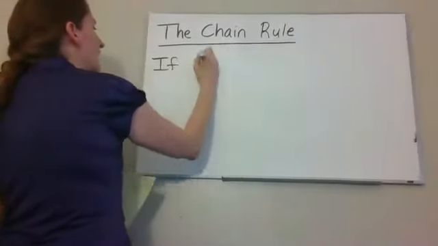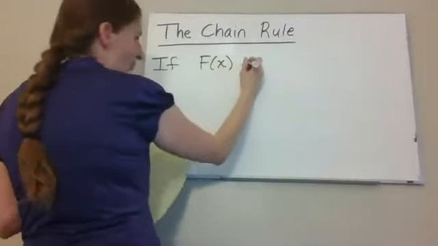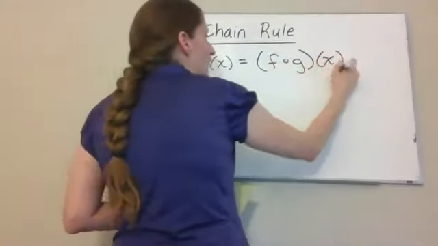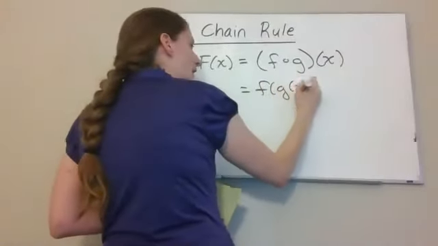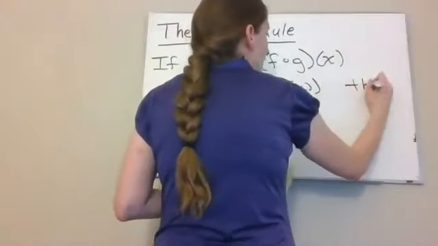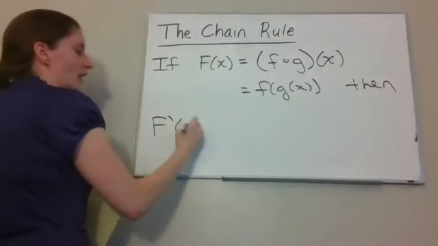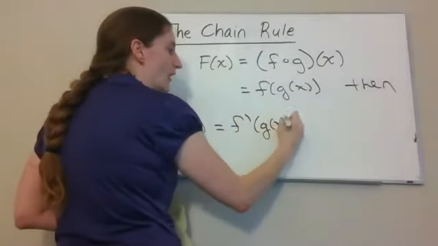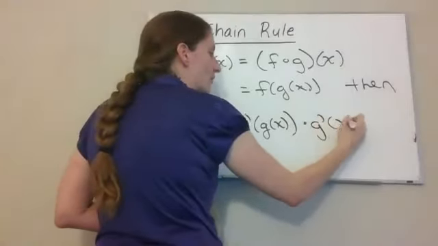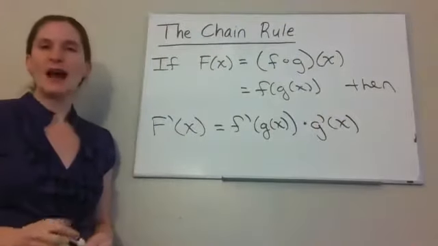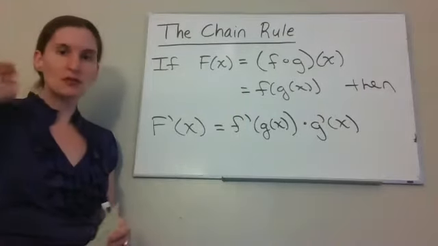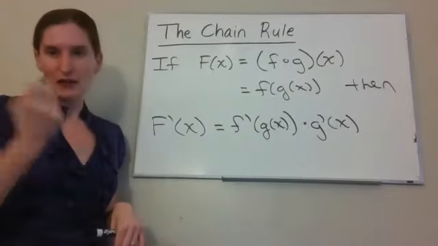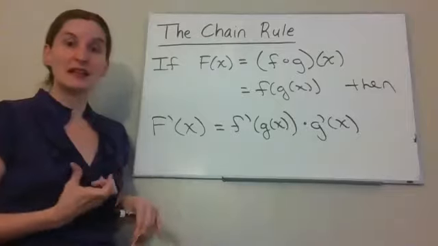It says that if capital F of x is equal to f composed with g of x, which is f of g of x, then the derivative of capital F is equal to little f prime of g of x times g prime of x. And the way I like to remember this rule is it's the derivative of the outside function times the derivative of the inside function. I'll explain that more when we get to an example to make it a little easier to see.